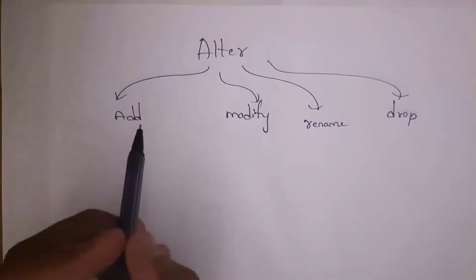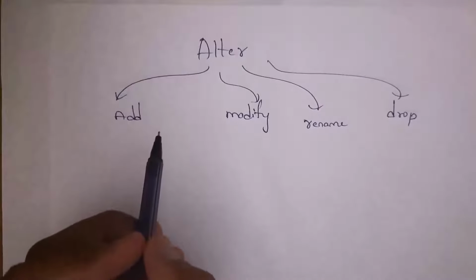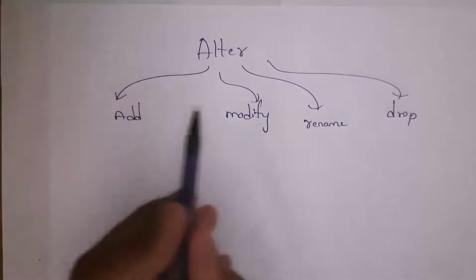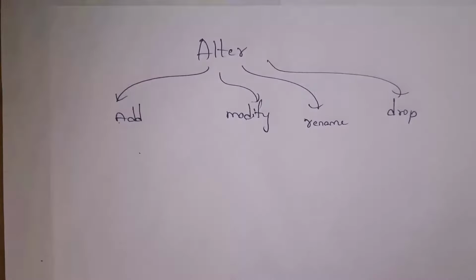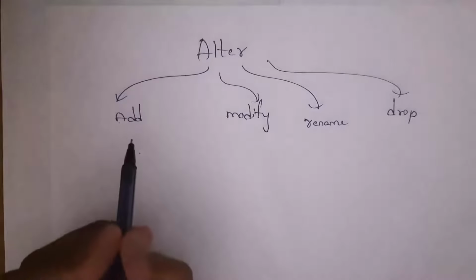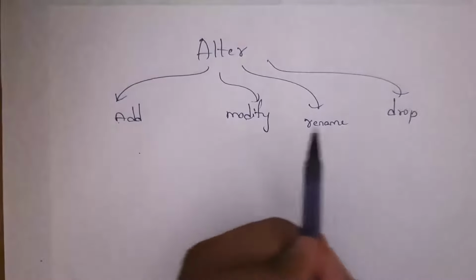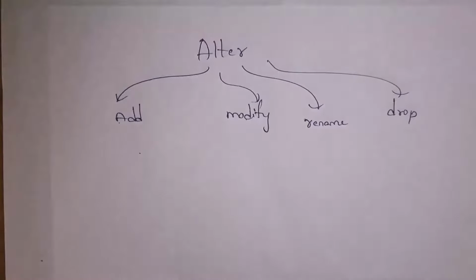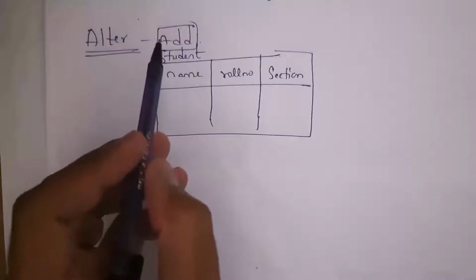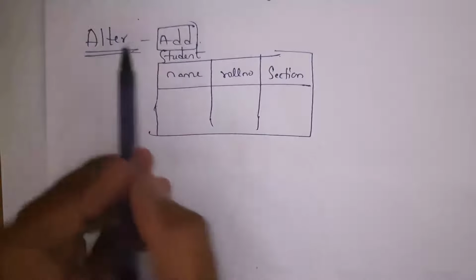Guys, by using the alter command, we can perform various operations on columns. These are 4 basic operations that we can perform on columns by using this alter command. By using the alter command, we can add columns, we can modify columns, we can rename column names, and also we can delete columns. I will explain all these operations by giving examples. At first, I will explain how to add a new column by using the alter command.